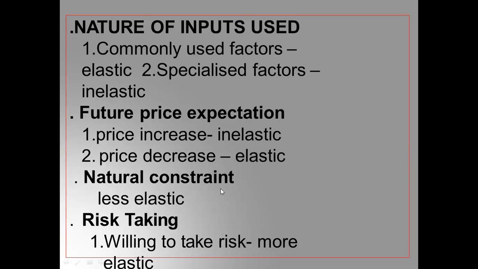Okay. Then coming to natural constraints, children. The elasticity of supply is significantly influenced by natural constraints also. If we wish to produce more, for example, teak wood, then it will take years of plantation before it becomes usable. So the supply of teak wood will therefore be less elastic. Since it's going to take many years to plant, definitely the elasticity of supply is going to be less.